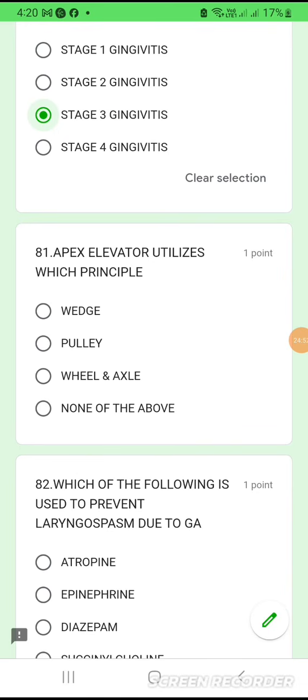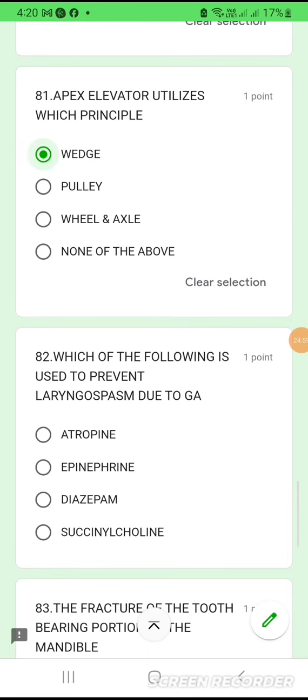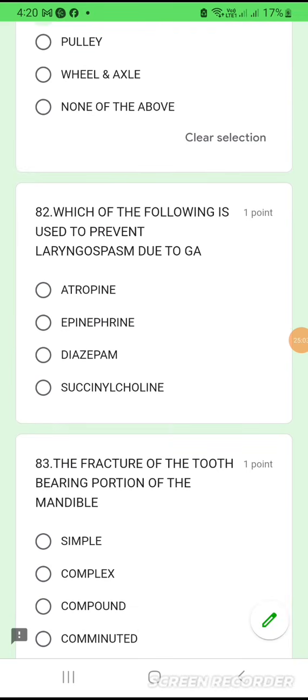81. Apex elevator utilizes which principle? It mainly utilizes option A, wedge principle. Okay, apex elevator utilizes a wedge principle. Question number 82, which of the following is used to prevent the laryngospasm due to GA?